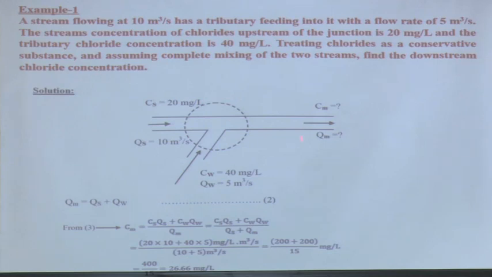Find the downstream chloride concentration. Otherwise, simply by using this, I can do that. It should be basically Qs plus Qw, not Qm. I later realized that there is a typo. It should be Qw. Okay. So, by simply using this equation, Qm is equal to Qs plus Qw, that is one mass balance, I can do it.